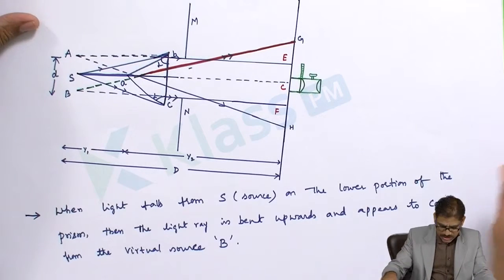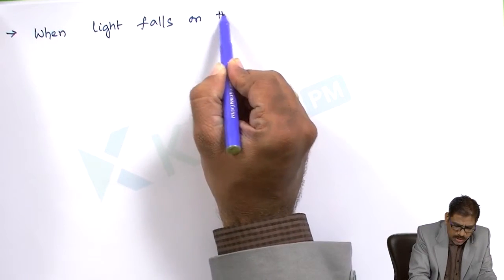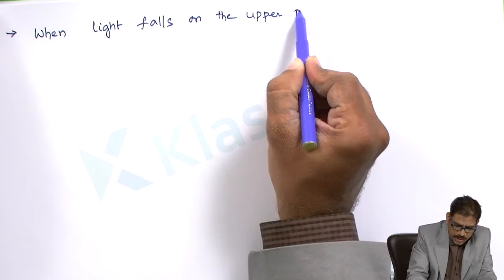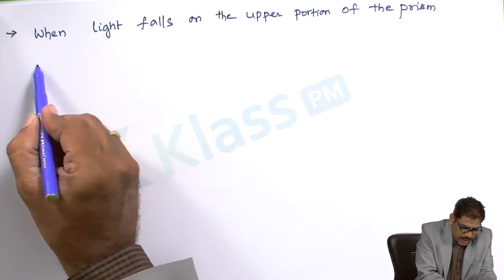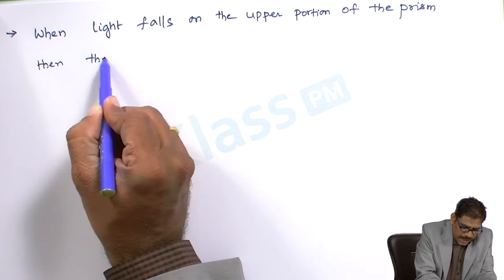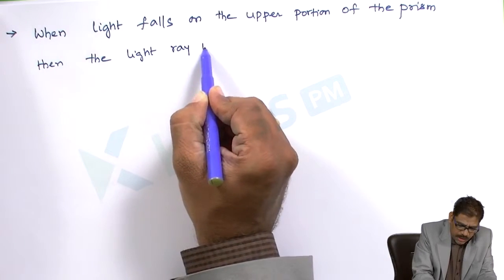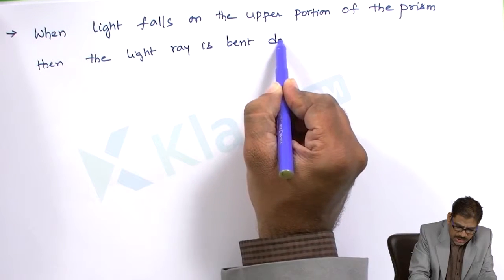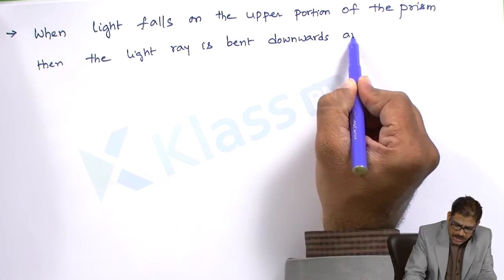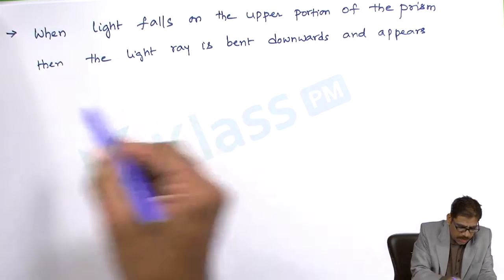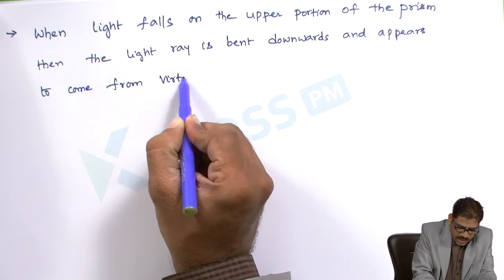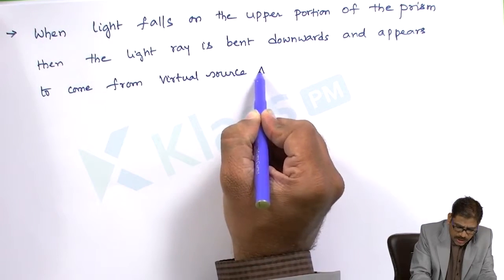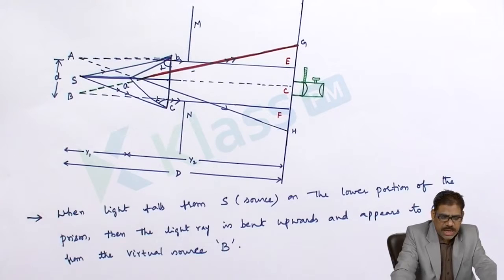Similarly, in the next case. So what is the next case here? In the next case, we say that when light falls on the upper portion of the prism, then the light ray is bent downwards and appears to come from virtual source A. Okay, so let me show it in the diagram now.